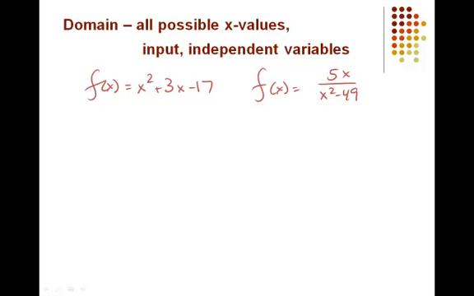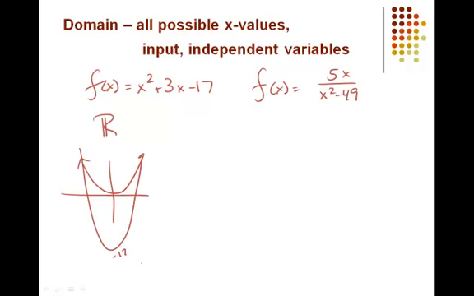Pause the video. Okay, the solution to this one, this is a polynomial. It is a parabola that opens up, and the domain here is all real numbers. There is no restriction on x values. They can go on and on forever, right and left. And although this isn't really going through 0, 0, it's down here at negative 17. But nonetheless, you can see that this function can go to the right and left as far as we want. So it's all real numbers.